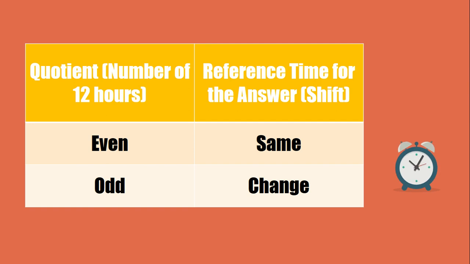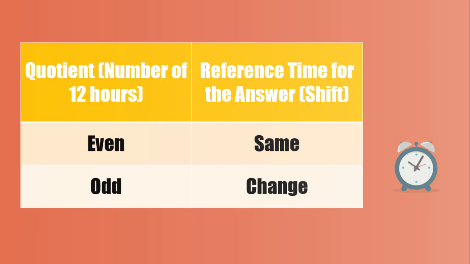So remember, if you have a quotient that is even, your reference time is the same. It will remain the same. But if you have an odd quotient, that's when you change the reference time, from AM to PM, and from PM to AM. So remember that. Let's have another example.